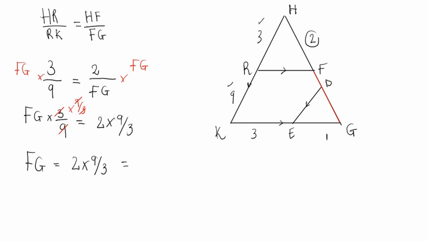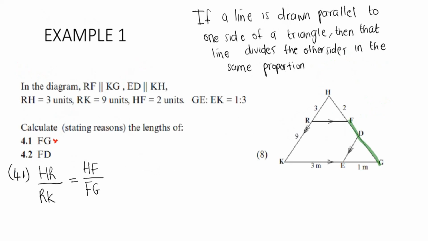So what is our answer? It is equal to 6 units. So the distance from our F to our G, that distance there, is equal to 6 units. Okay, so we found that our FG is equal to 6 units.